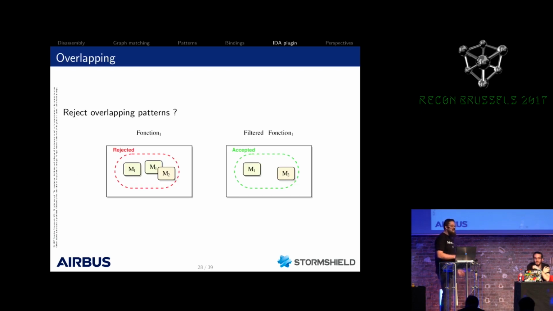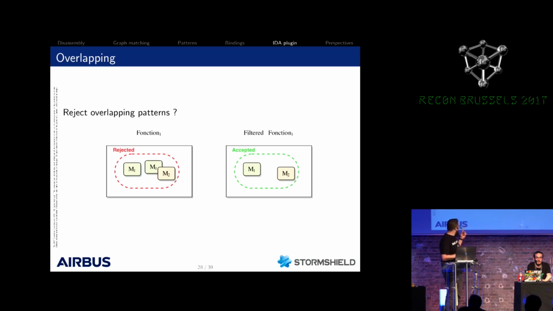The last one is the overlapping. For example, again with the RC4 set key, we have the 2 loops. We create one pattern for the first and another for the second. And if we match the same loop with those 2 patterns, that means we match the same loop, and we don't want this. In the example at the left, we have 2 matches of the first pattern and 1 of the second. There is an overlapping between the first and the second.